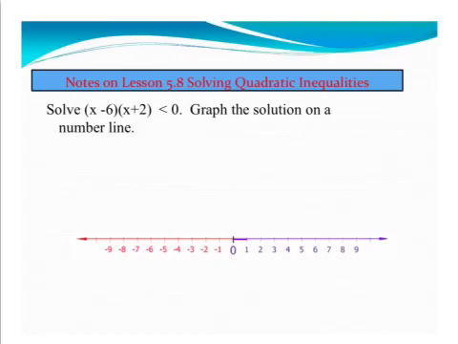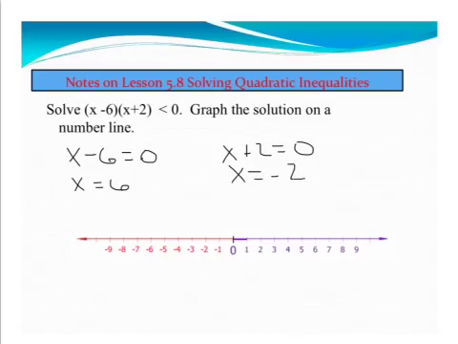So for this one, since it's already factored, what I'm going to do is take each one of these parts and set it equal to 0. So we're going to have x minus 6 equals 0 and x plus 2 equals 0. So I solve for x, I get x equals 6 by adding 6 to both sides. Here I subtract 2 and I get x equals negative 2. Now, both of these points, 6 and negative 2, go on the number line. I'm going to put them above so you can see it better.